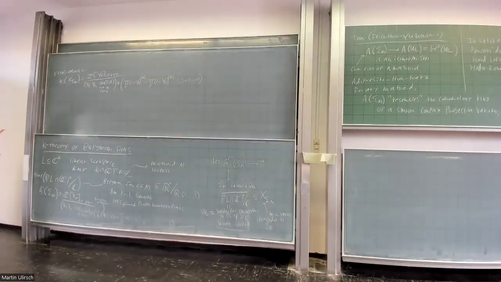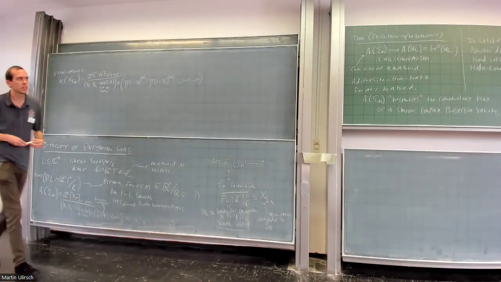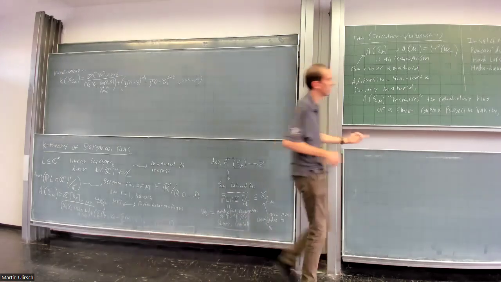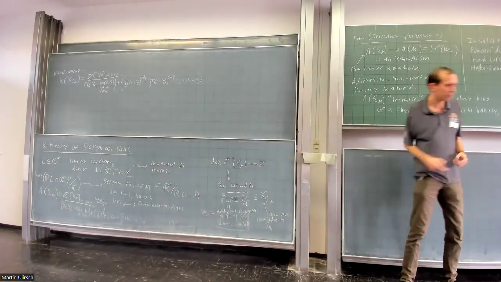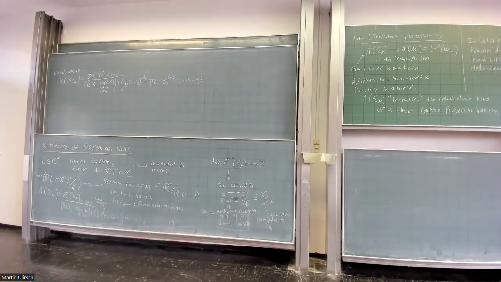And the reason why this happens is because this ring is filtered, and the associated graded is that ring. So in the Chow ring somehow you throw away the lower order data, and here you're keeping it.